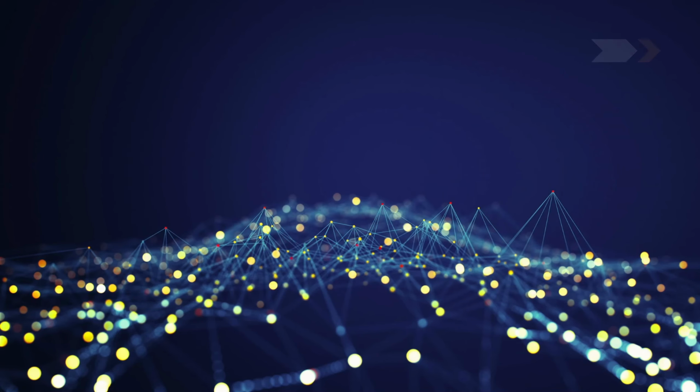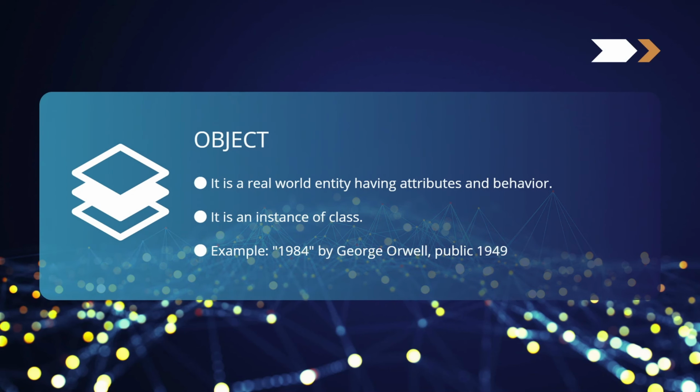Object. Definition: an object is a real-world entity that encapsulates both attributes, data, and behavior, methods. It represents a specific instance of a class. Instance of class: an object is created based on the blueprint provided by a class. Each object is an individual instance of that class and has its own set of attribute values.